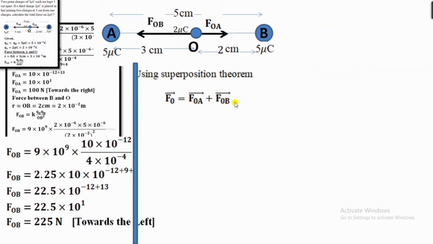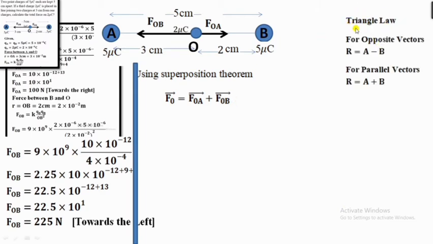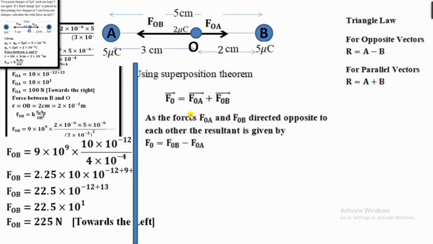The simpler way is, we already know from the triangle law, if two vectors are opposite to each other, the resultant will be just the difference of the magnitudes of the two vectors, and if they are along the same direction, the resultant will be just the addition of the magnitudes of the two forces. As the forces FOA and FOB are directed opposite to each other, the resultant is given by this. I am not writing the vector. This equation is a vector equation, but here I am finding the magnitude. So please don't get confused. Here I have to write the greater vector first because we are subtracting.